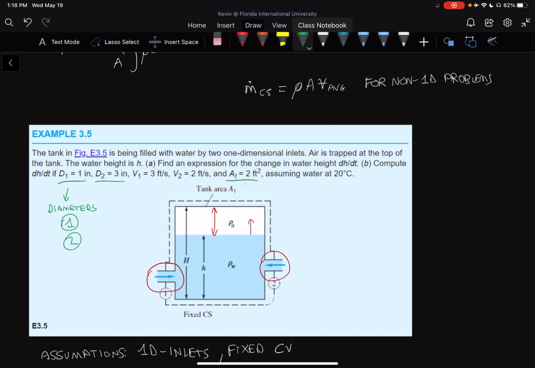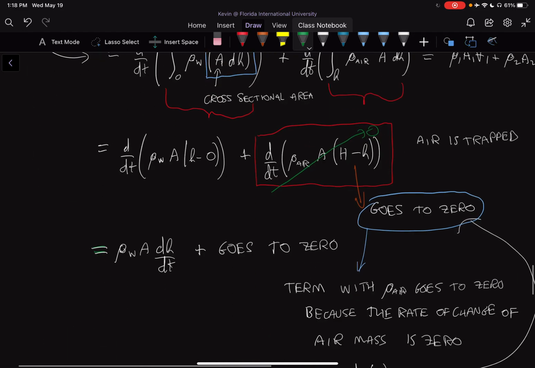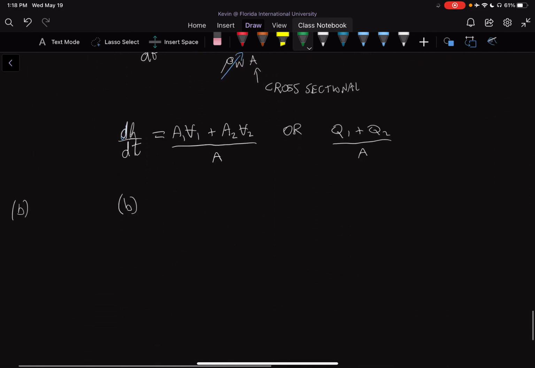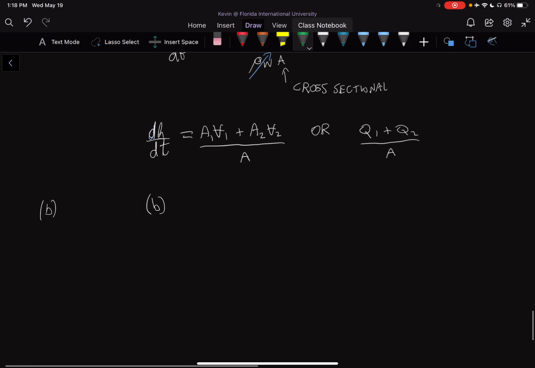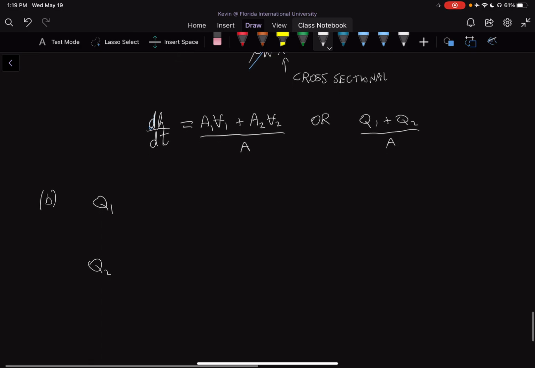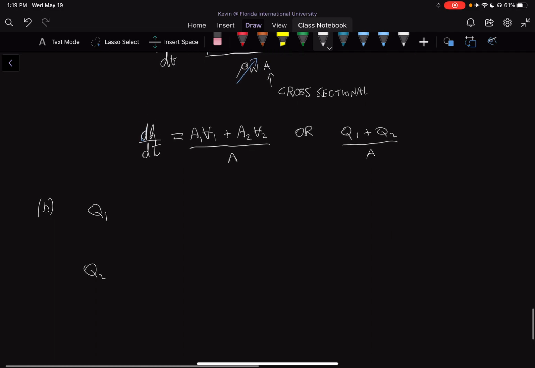And this AT here is cross-sectional area. And it gives it to us in the diagram, right? We have in the diagram a tank area AT. So we know that the tank area multiplied by the height is the volume. So going back to our equation, we can essentially find Q1 and Q2. So that's going to be our first step, finding Q1 and Q2.